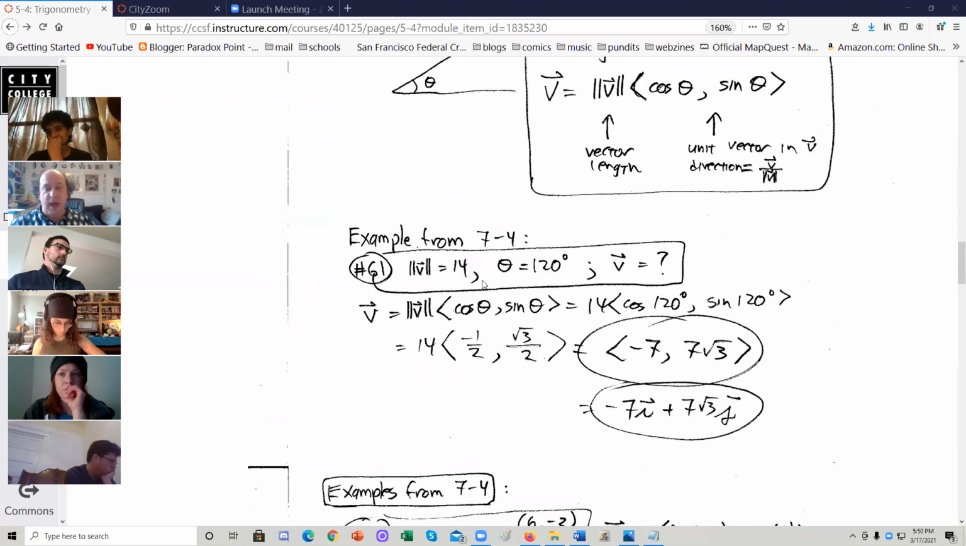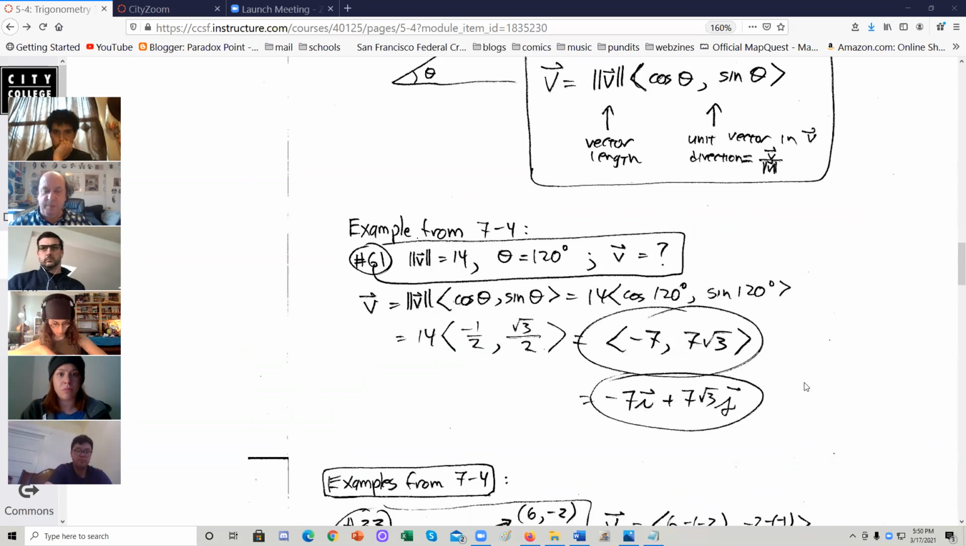Okay, so for example, if you have a vector of length 14 and it's at an angle of 120 degrees, what are the rectangular components of the vector? Well, v is the length of v times cos theta by sine theta. That'll be 14 times cos 120 by sine 120. Cos 120 is negative a half, sine 120 is root 3 over 2. You multiply 14 by each of these. 14 times negative a half is negative 7. 14 times root 3 over 2 is 7 root 3. So it's negative 7 by 7 root 3, which you can also call negative 7i plus 7 root 3 j.